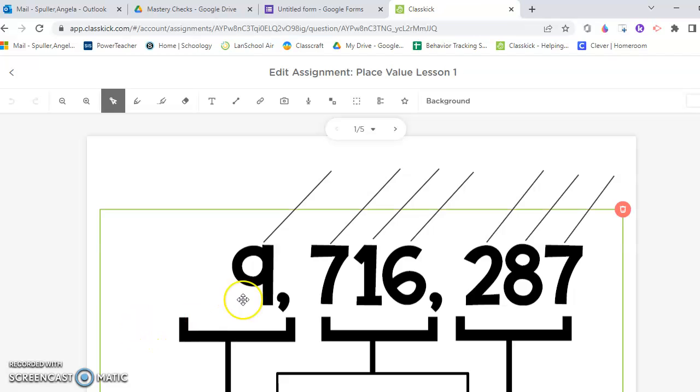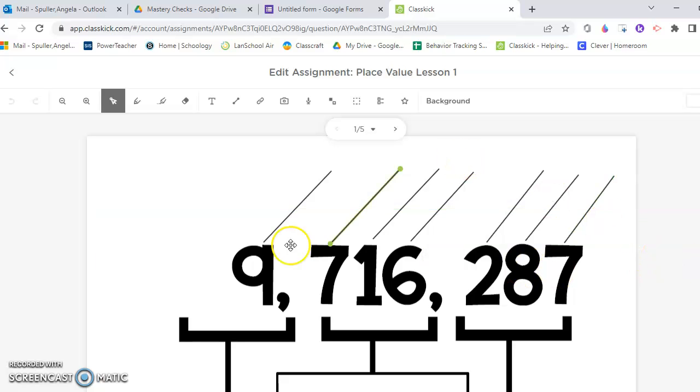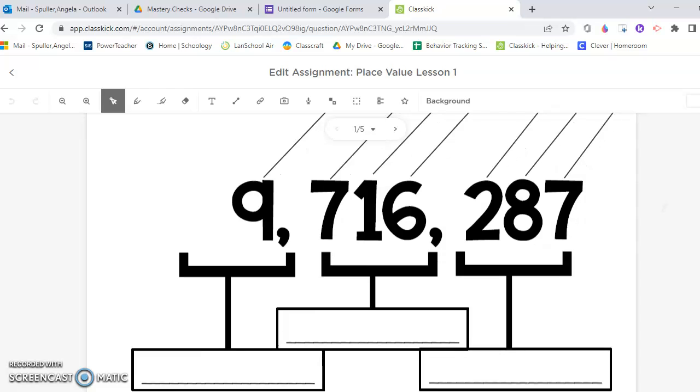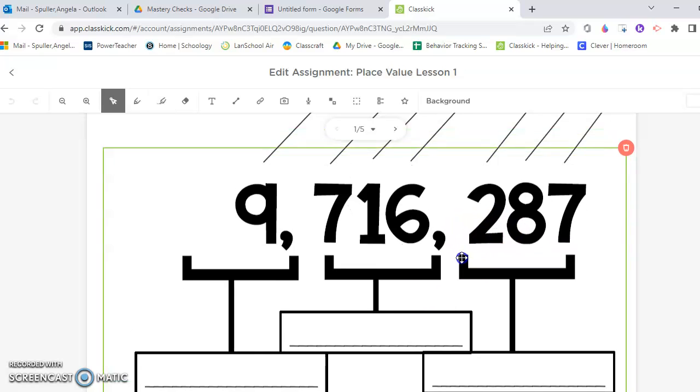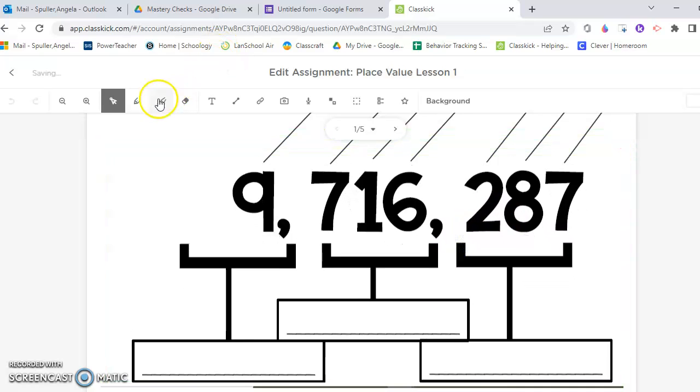First and foremost, I want to talk about these periods, as we call them. These sections here, we call periods or sections. Let me get my highlighter. This is a period or a grouping, and this grouping we call the ones. This is the ones group.